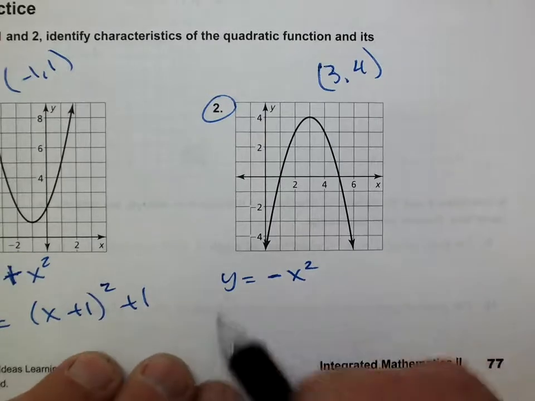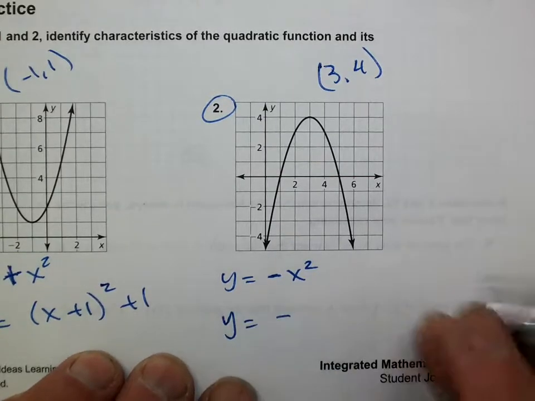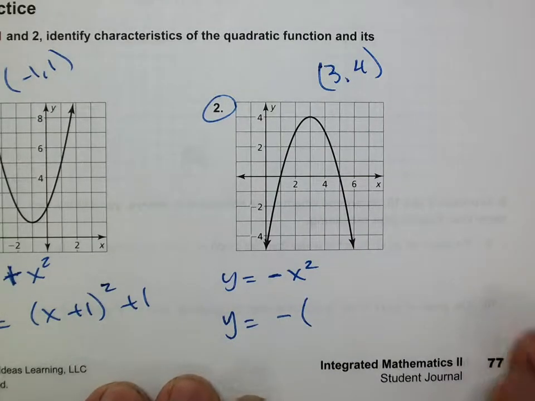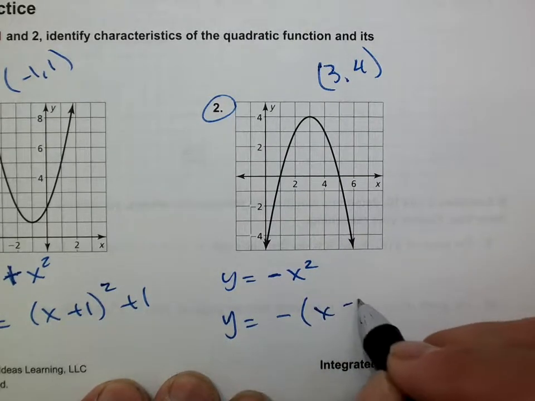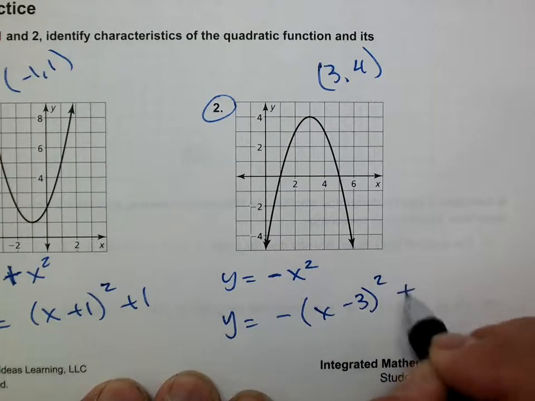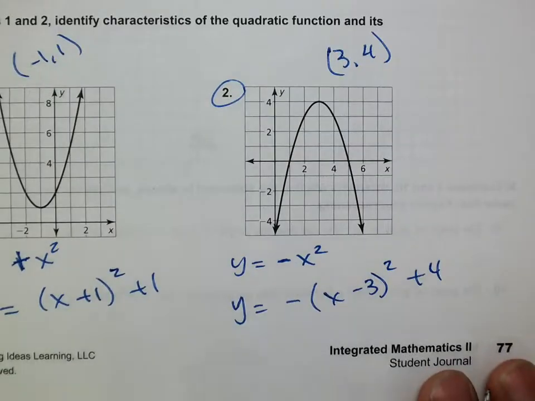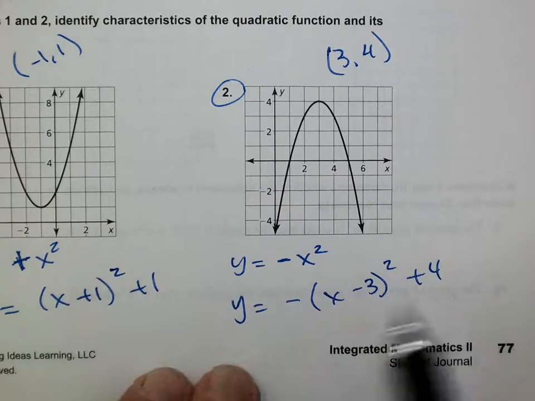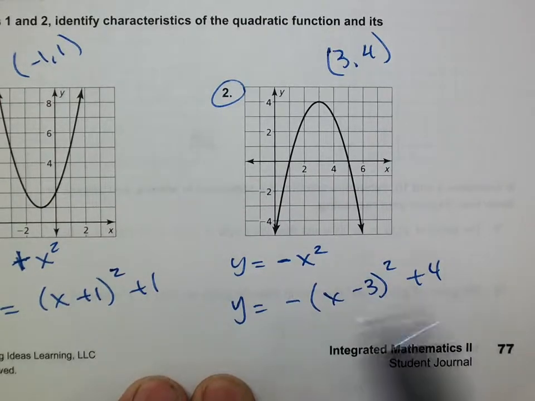This equation should be y equals a negative because it's upside down, parentheses, and we're going to go x minus 3 squared plus 4. Okay, just like the absolute value graphs, except it's just a parabola. That's all. We've done this sort of thing before. Opposite of 3, I want negative 3, and then plus 4. Negative because it's upside down.